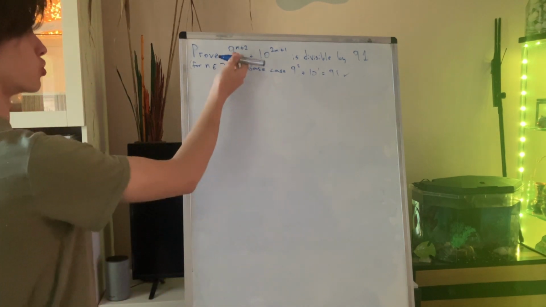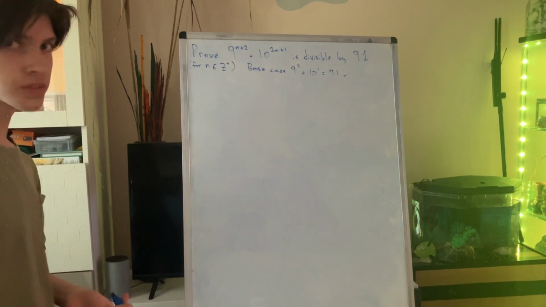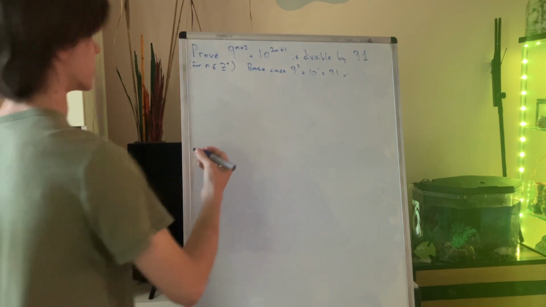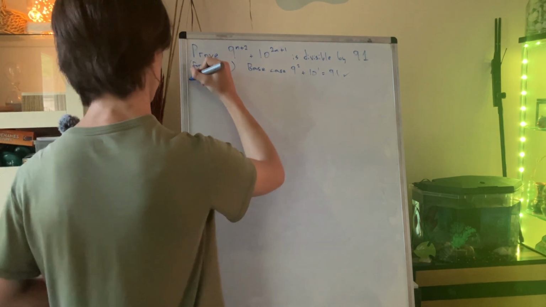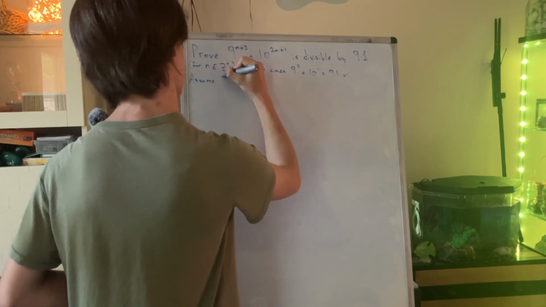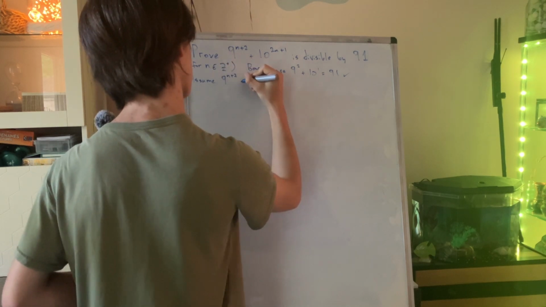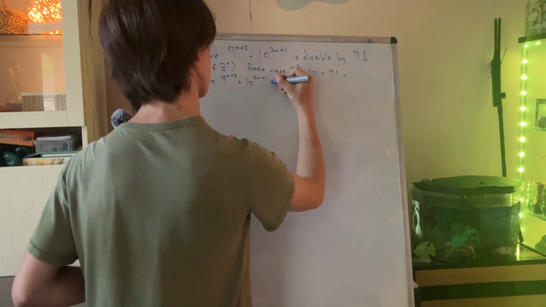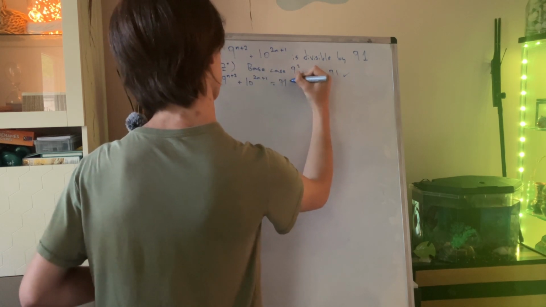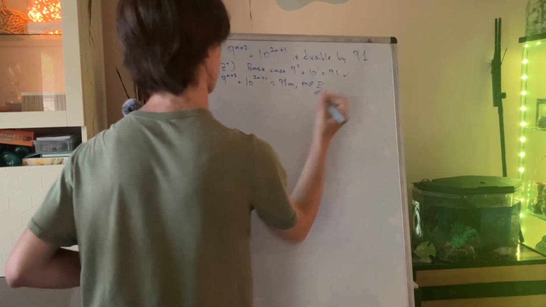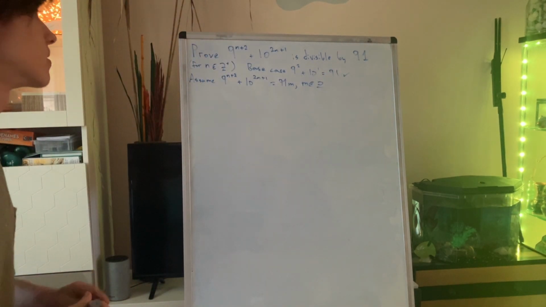We need to now assume that our statement above is true and prove that the statement holds true for a case of n plus 1. Okay, we're going to assume that 9 to the power of n plus 2 plus 10 to the power of 2n plus 1 is equal to 91 times some integer m. That means that it's divisible by 91.